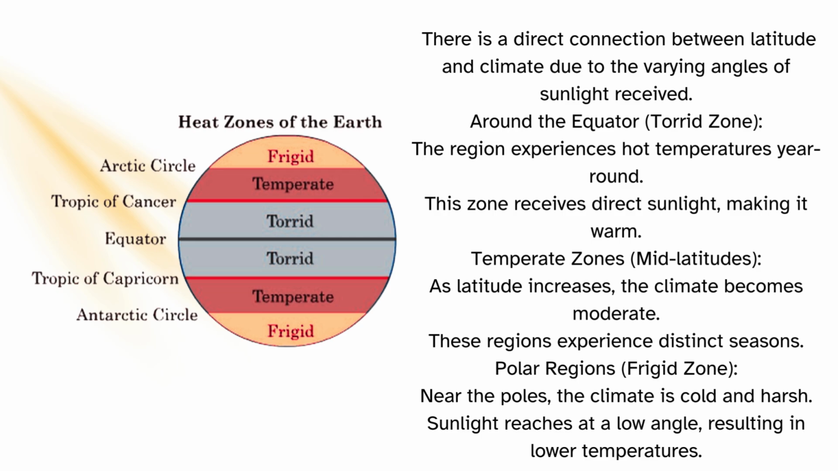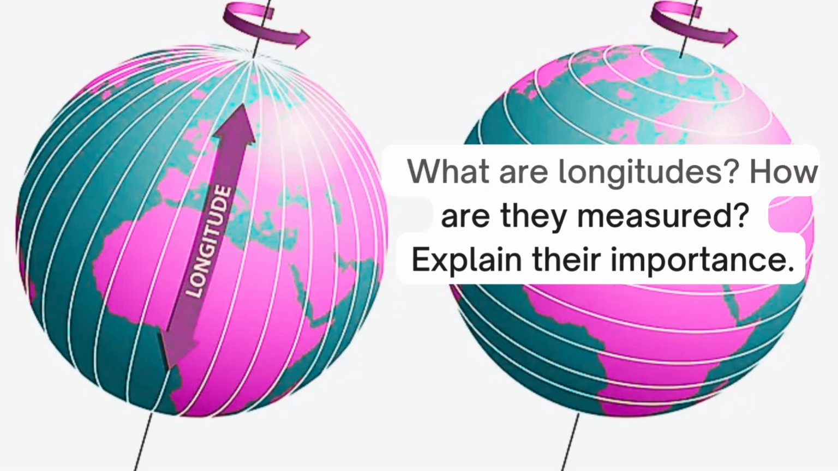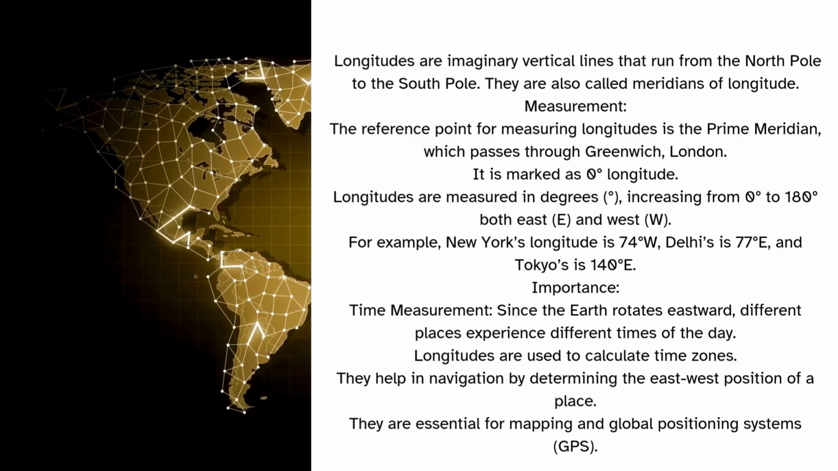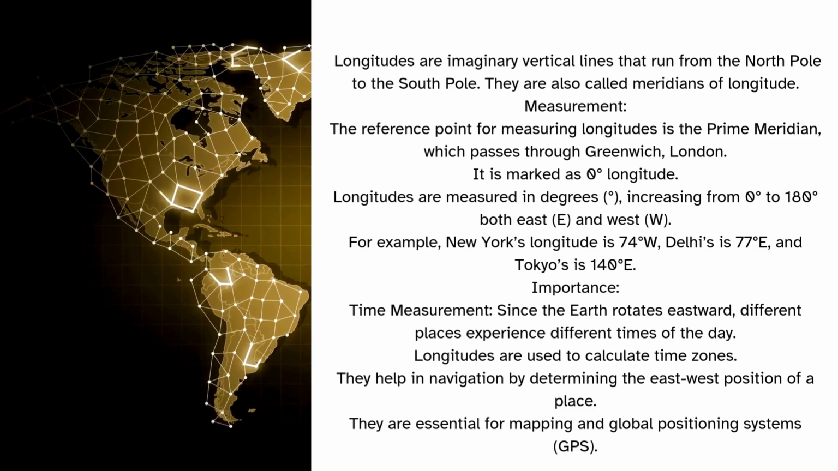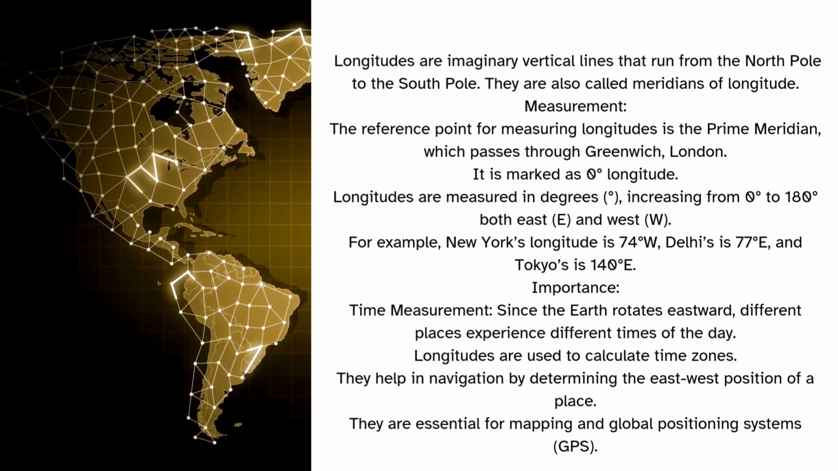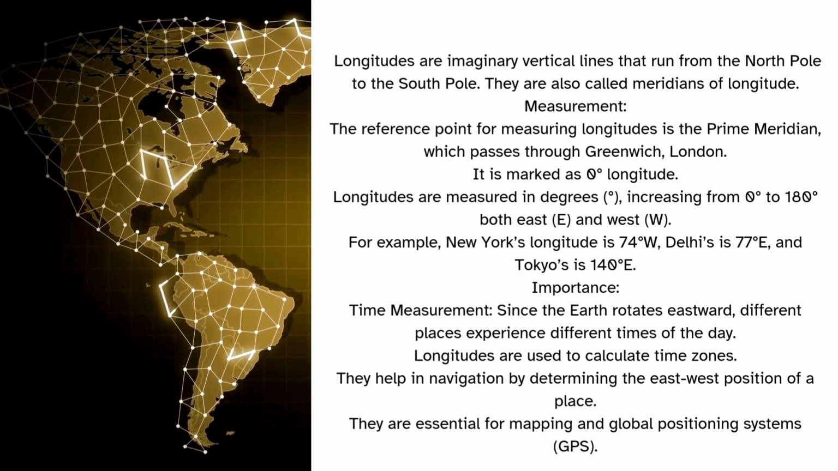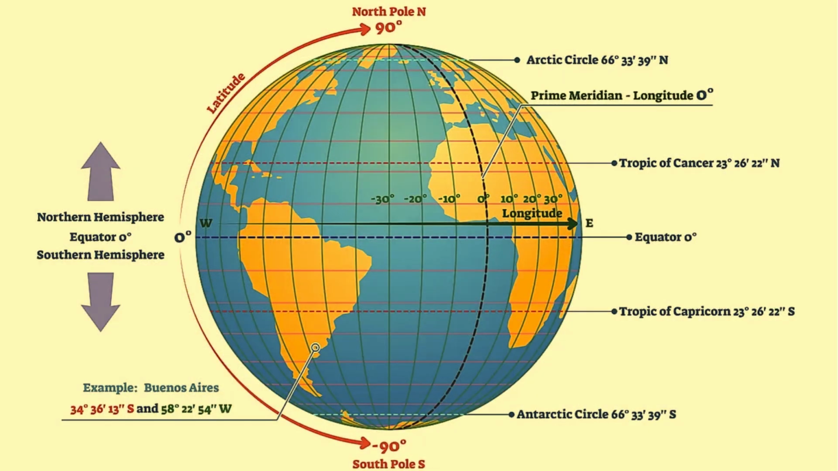Now after latitudes are longitudes and how they are measured, and we are going to explain their importance. Longitudes again are the imaginary vertical lines that run from the North Pole to the South Pole, and they are also called meridians of longitude. The reference point for measuring longitude is the prime meridian, which passes through Greenwich, London, and it is marked as 0 degree longitude. They are again measured in degrees only.